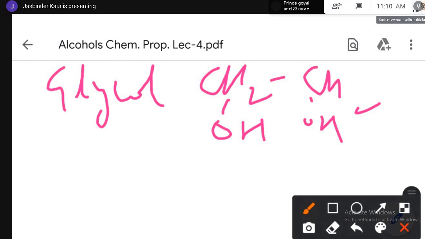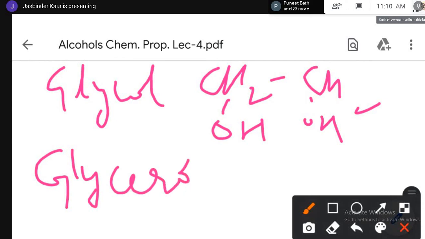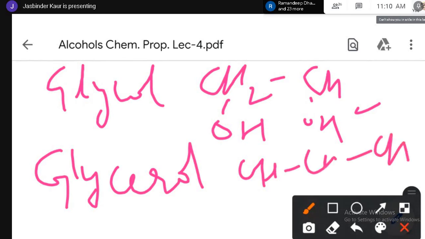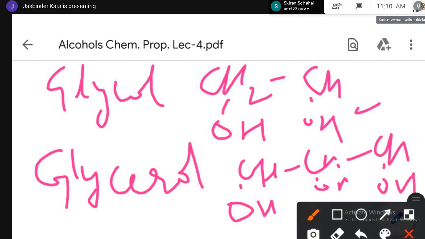Similarly, the second compound in alcohols is glycerol. It has three carbons and three OH groups, that is, three OH groups are present at adjacent positions. So these two compounds, glycol and glycerol, with polyhydroxyl groups, we will read further in the next lecture, their preparations and their properties in detail.